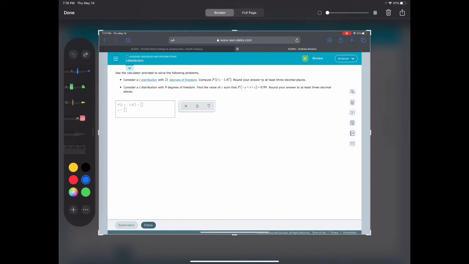A t distribution is very similar to a z-score in a normal distribution. The curve is a little bit thinner as it goes, but everything works the same way. So consider a t distribution with 21 degrees of freedom. Compute the probability t is less than or equal to negative 1.47. So you're looking at this side. You want to know the area under the curve right here that is shaded. Okay, so that's what we're trying to find.